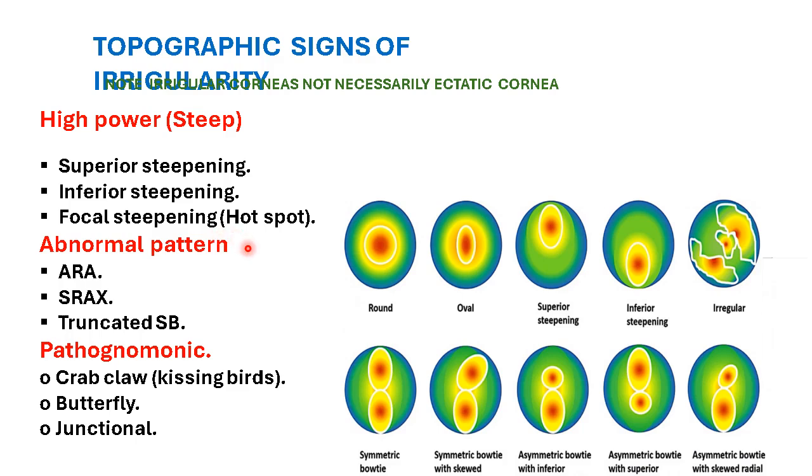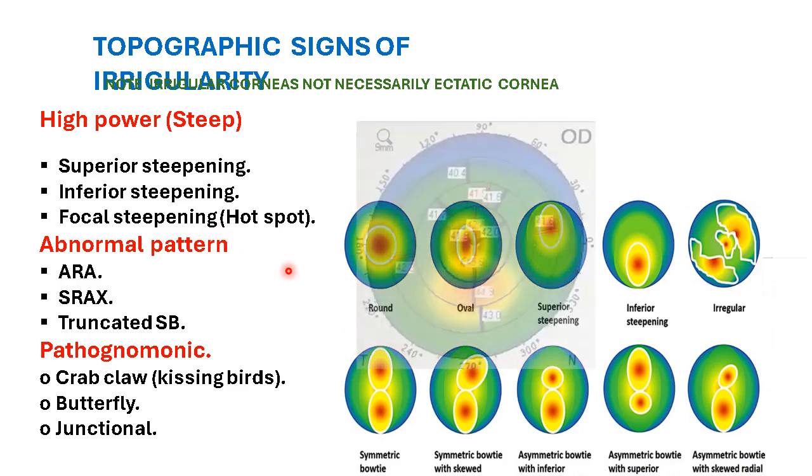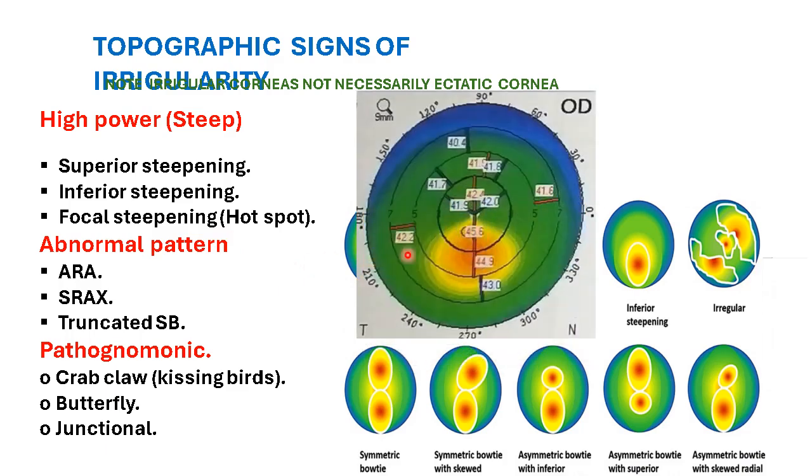Also, there is focal steepening of the cornea, which is known as the hotspot syndrome, in which you find a high degree of steepening in the center of an otherwise regular cornea. Like this, you have a regular cornea with a spot of high power in the center. This is also very suspicious.